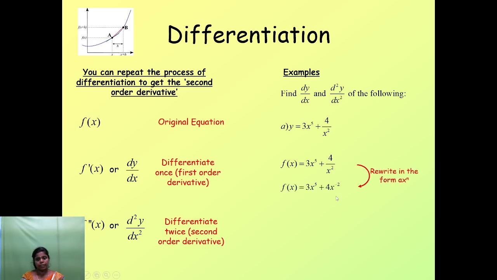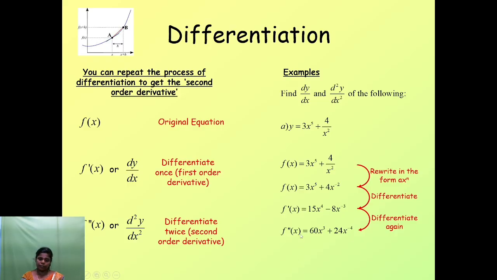Then f dash of x can be written as 5 into 3 is 15 x power 4, plus 4 into minus 2 is minus 8 and x power minus 2 minus 1 is minus 3. Next we have to find f double dash of x, which is equal to 15 into 4, 60 x power 4 minus 1 is 3, plus minus 8 into minus 3, we get plus 24 into x power minus 4.